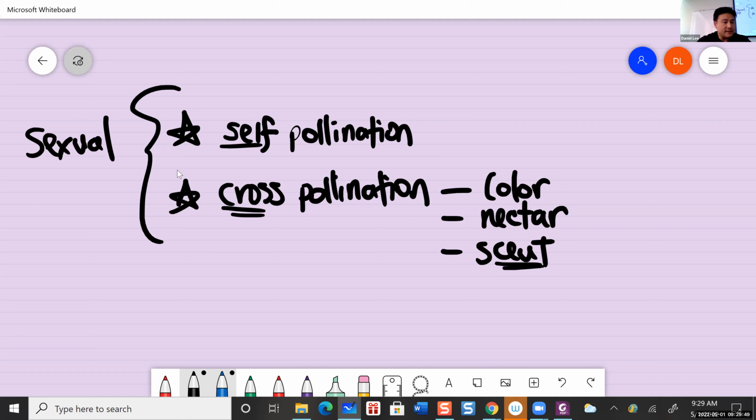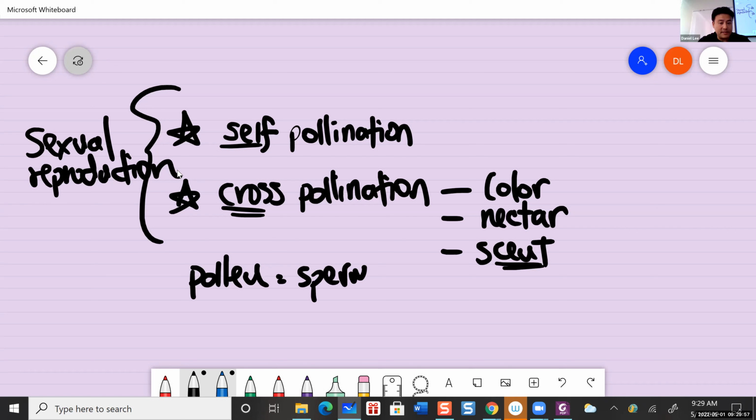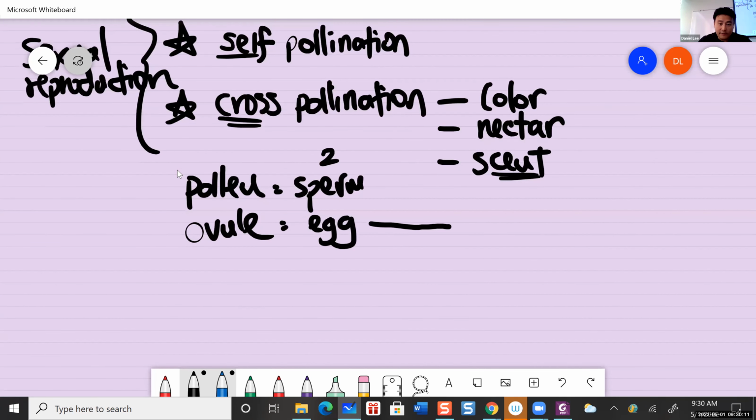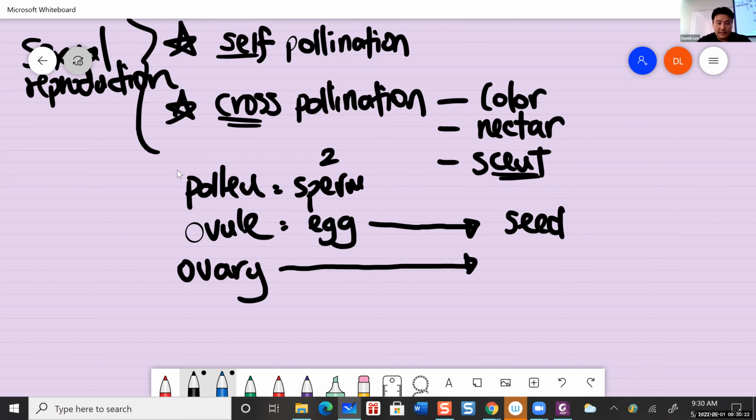Okay, they do meiosis, the anther of the flower produces pollen. Pollen is a sperm cell. It carries two sperm cells, yeah? Pollen grain carries two sperm cells. And the ovule has the egg. The ovule is within the ovary, okay? So when a plant is fertilized, the ovule becomes the seed and the ovary becomes the fruit, yeah? The ovary contains the ovule, becomes the fruit. So now an animal that eats the fruit gets to disperse the seed.